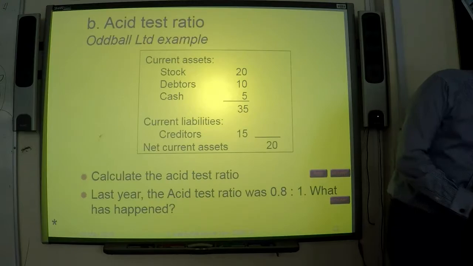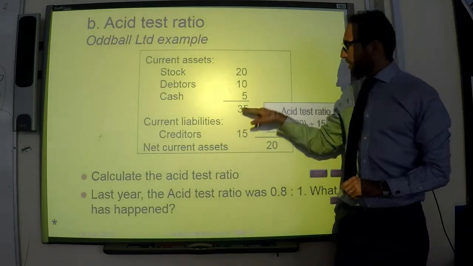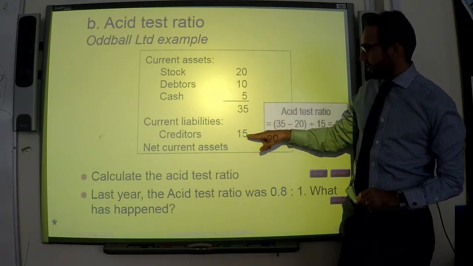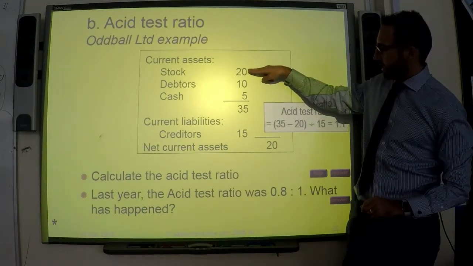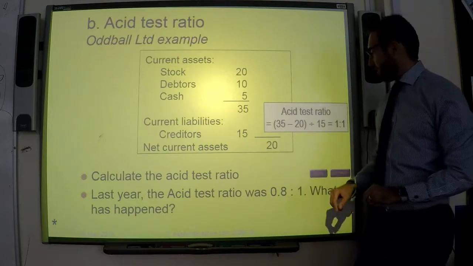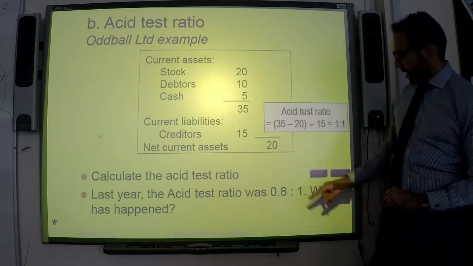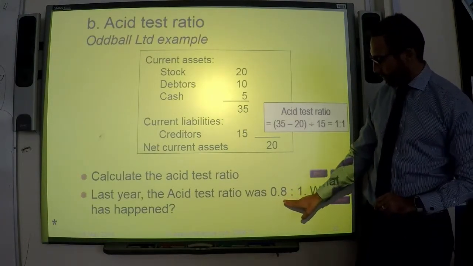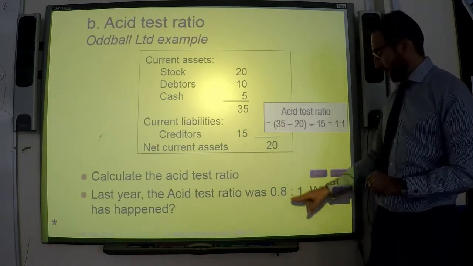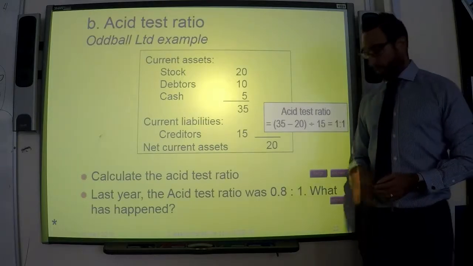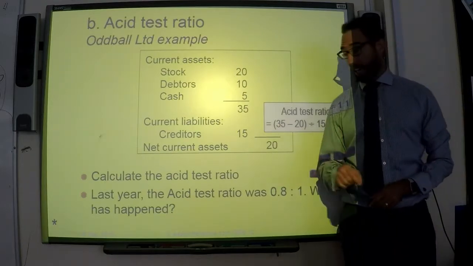Let's have a look at another example of this then. So we've got our current assets of 35 and our current liabilities of 15. But remember, with the acid test ratio, we need to remove stock. So 35 minus 20 gives us 15. 15 divided by 15 would give us an acid test ratio of 1 to 1. Okay? Now last year, this business had an acid test ratio of 0.8 to 1. So here, this is too low, because remember, the minimum is 1 to 1. So this was too low, and now it's 1 to 1. So things have improved. It was too low here, it's just okay.